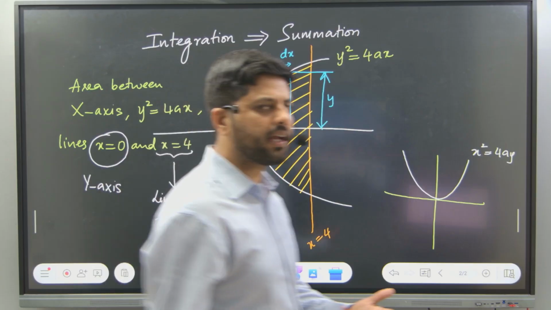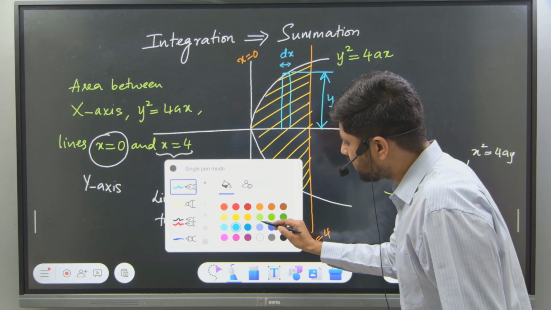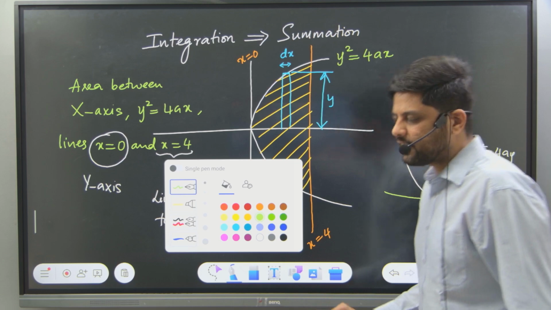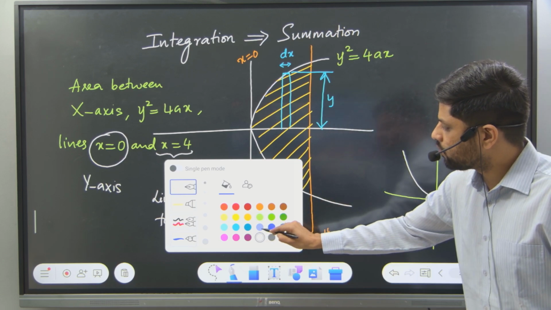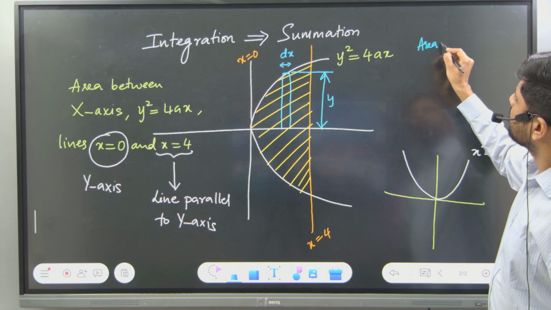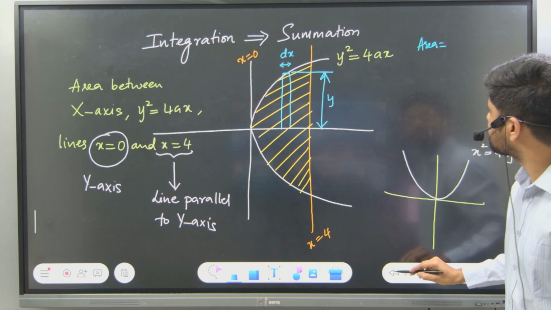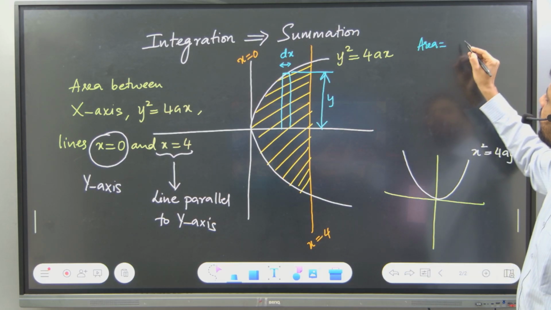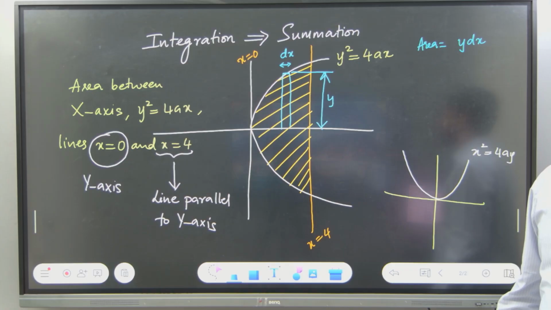What is the area of a rectangle? Length into breadth. So what will happen to area? Area will be equal to length into breadth. Length is y, breadth is dx. Area is y into dx.